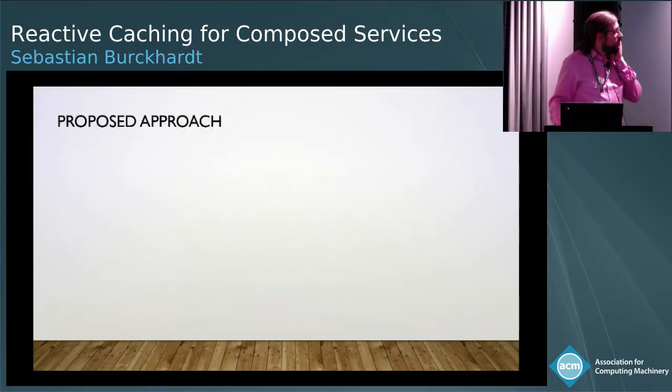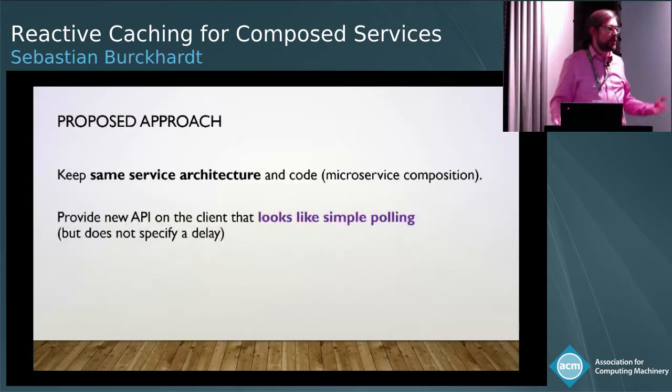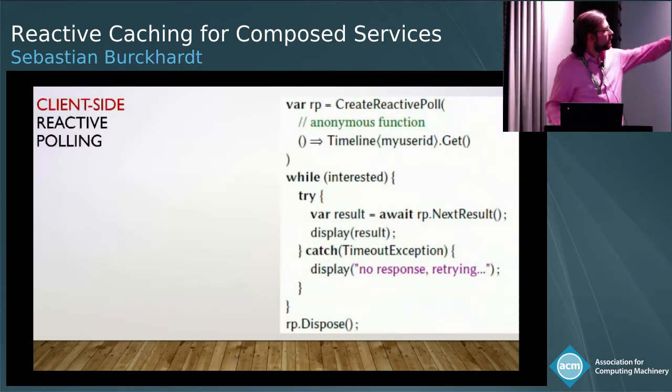So what I'm proposing to do here is to keep the same service architecture and then have a new API on the client that looks like polling, but internally actually uses pushing for efficiency purposes. So what does that mean? For example, it could look something like this.